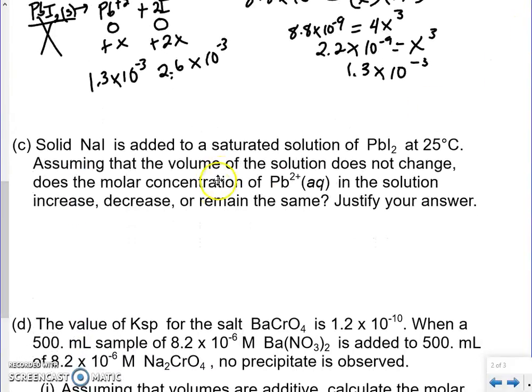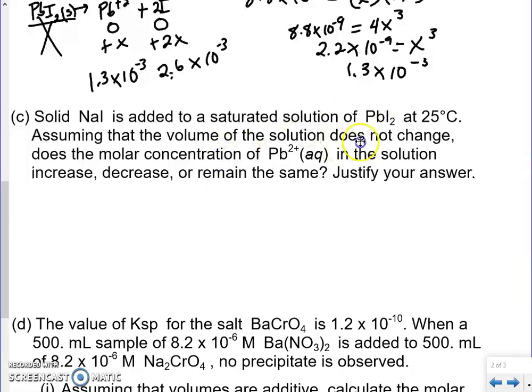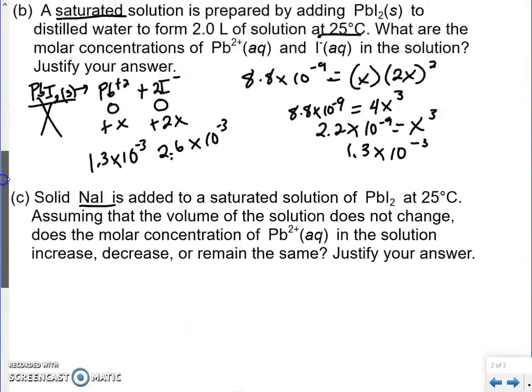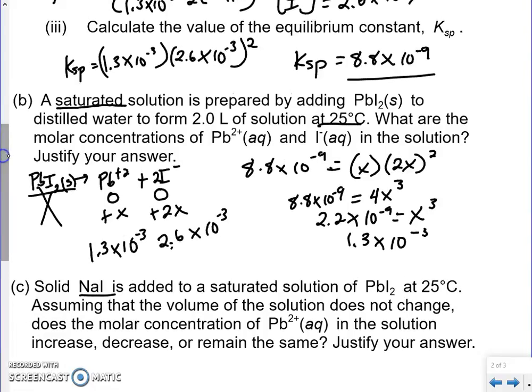We then have solid NaI being added to the saturated solution of PbI2 at 25 degrees Celsius. Assuming that the volume of the solution does not change, does the molar concentration of the lead in the solution increase, decrease, or remain the same? Before you answer this, be careful. Did we add something to the equilibrium? Yes, we added sodium iodide. So up here in part B, just because we have a larger volume of water, it doesn't change our concentrations because we're still dealing with just the lead 2 iodide, which is going to be at equilibrium according to our Ksp.